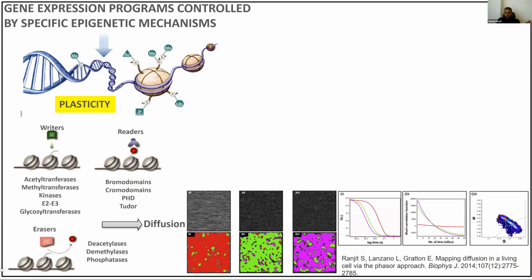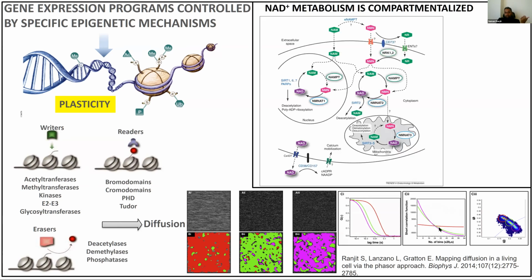And this is just simulated data showing different diffusion, fast to slow, and you can actually select them out by converting them to the phasor space. Now, the idea here is, well, NAD plus metabolism is compartmentalized, and we're talking about the nucleus here. So the nucleus is part of this salvage cycle where you have different enzymes which convert NAD to NAM, NMN, and NAM, and NMPT, which is actually the step which controls all of this behavior.